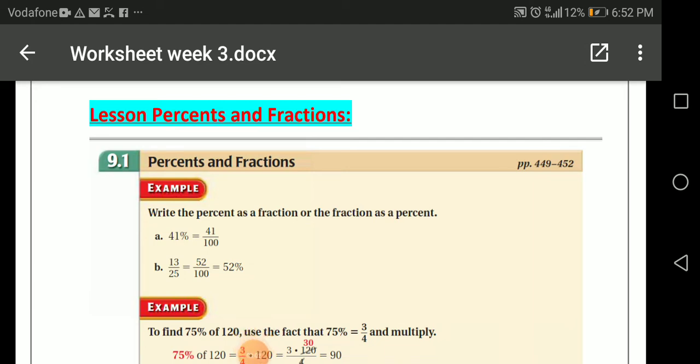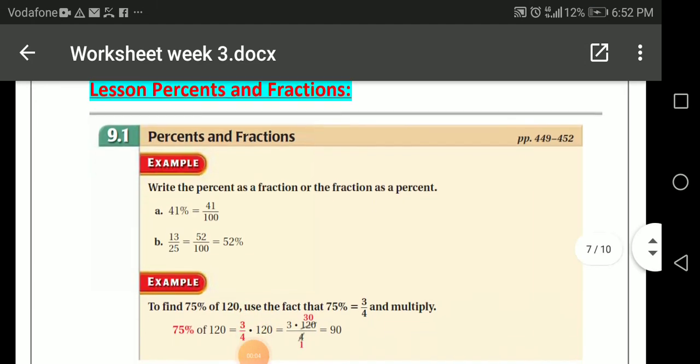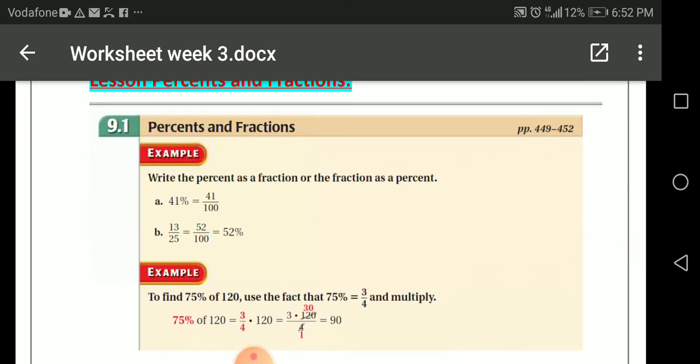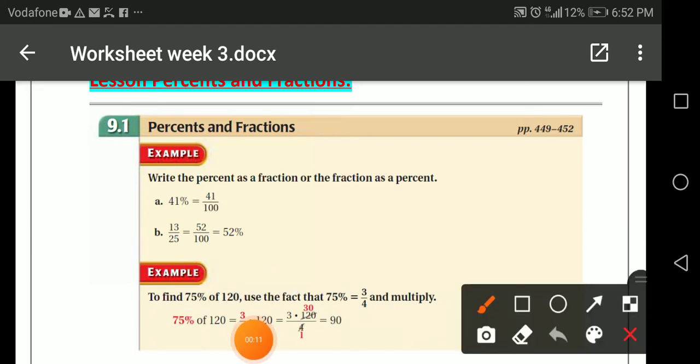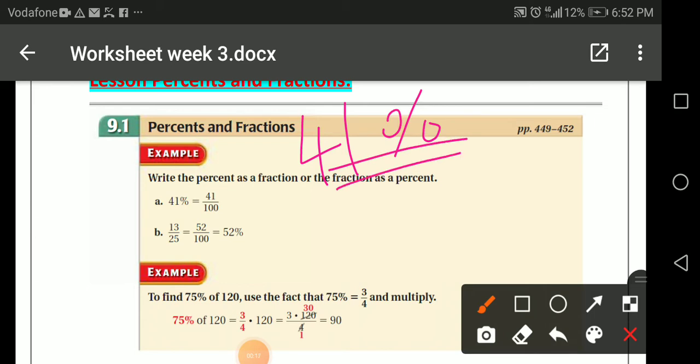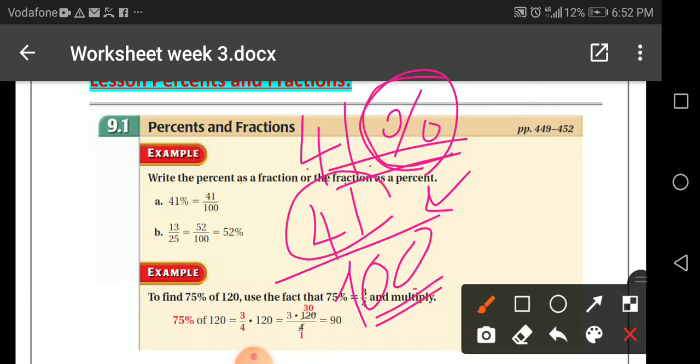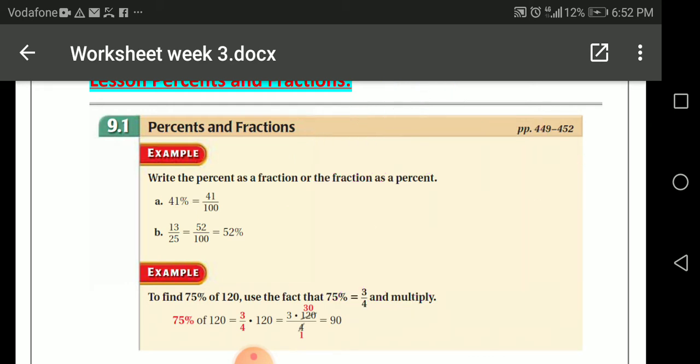I hope you're fine. Today we're going to talk about percents and fractions. So let's start. Write the percent as a fraction or the fraction as a percent. It's very easy. If I have 41%, percent means per hundred. So I'm talking about 41 divided by 100, because per means divided. 41 divided by 100, 41%. Percent means per hundred, means divided by 100.